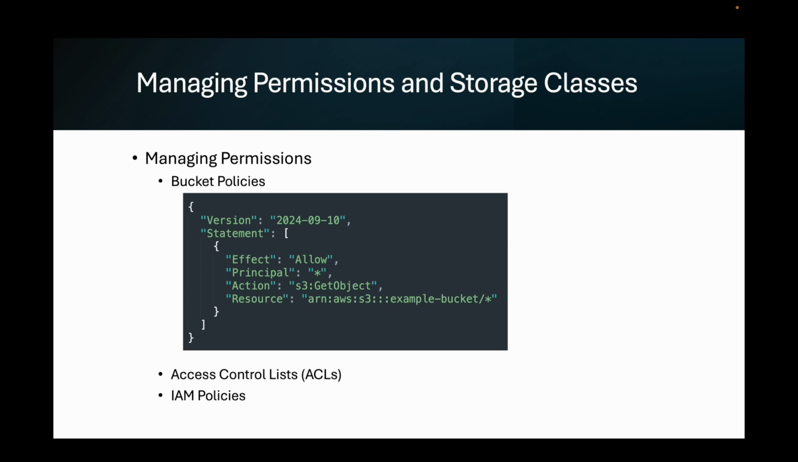Then we have IAM policies. IAM policies can be used to manage permissions for individual users or roles accessing S3. For example, you can allow an EC2 instance to access a specific S3 bucket by attaching an IAM role with the appropriate permissions.